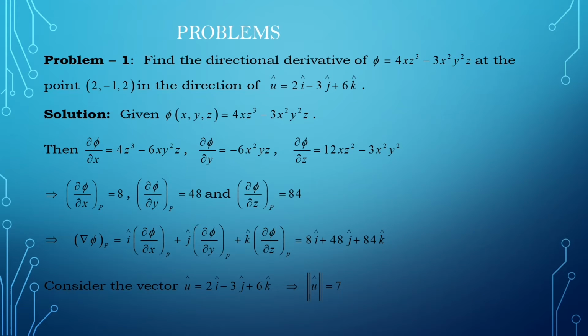We have seen the directional derivatives and tangent planes so far. Now we solve a few problems. In problem 1, they gave us a surface phi of x comma y comma z equals 4xz cube minus 3x square y square z. They gave us a point P(2, minus 1, 2) and a vector u cap equal to 2i cap minus 3j cap plus 6k cap.